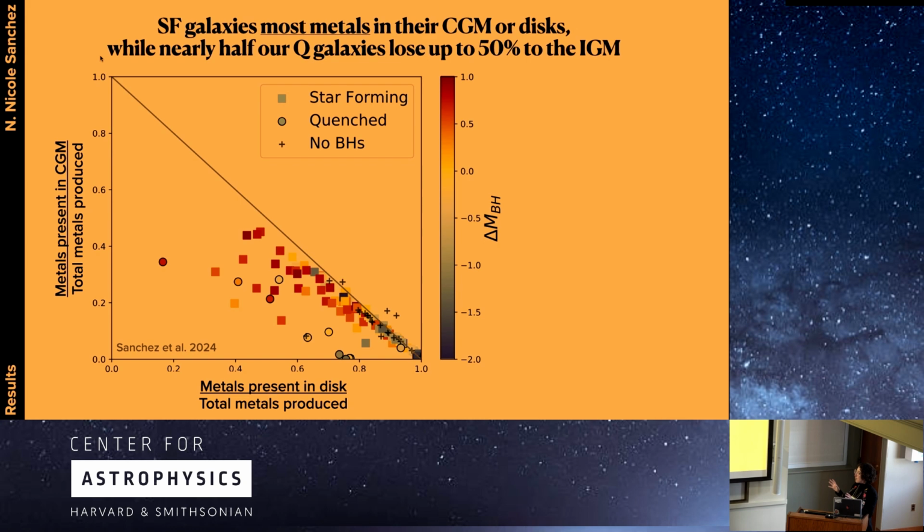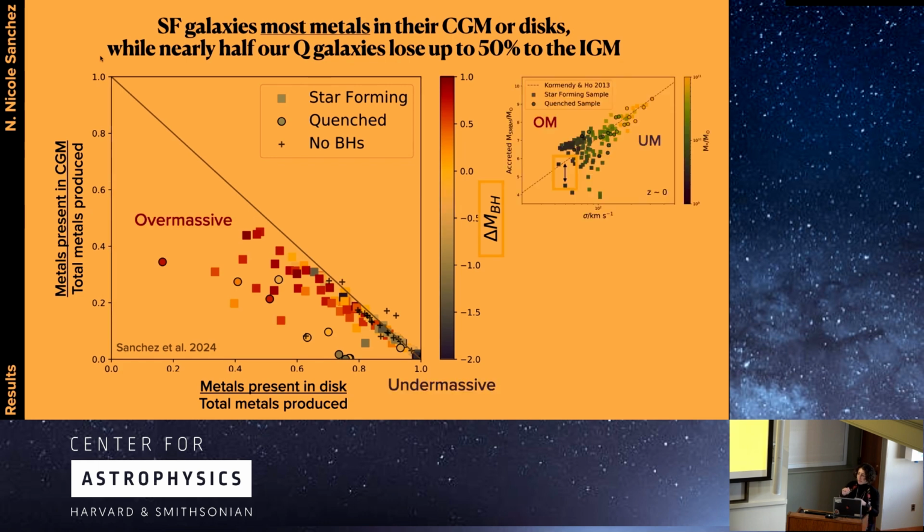The critical things to take away from this plot are that we have some galaxies, the star-forming galaxies, that are maintaining most of their metals in the CGM, right? They're not falling very low below this gray line, while nearly half of the quenched galaxies can lose up to 50% of their metals. These circular points are losing much more of their metals to the IGM. But I want to highlight the color bar here, this quantity delta M_BH. This is the deviation from the empirical M-sigma relationship from Kormendy and Ho here.